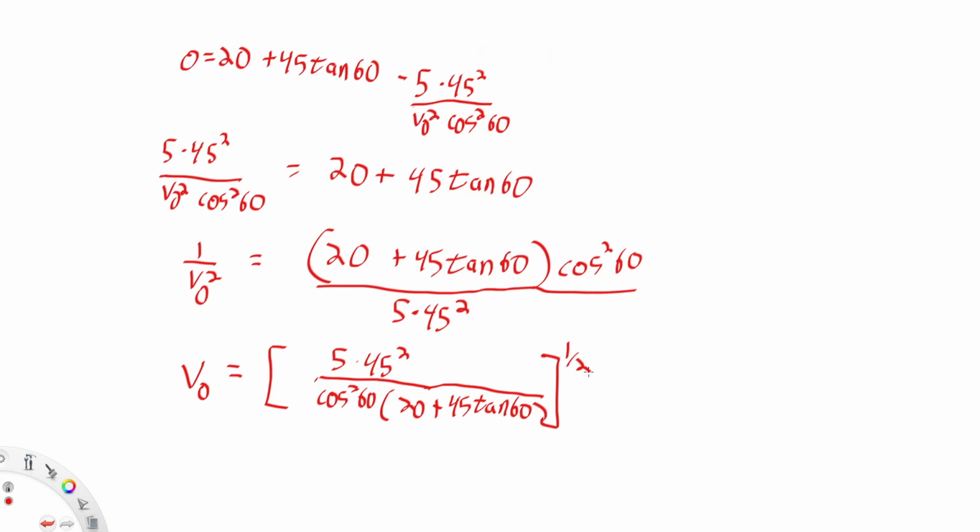Now this looks a little intimidating maybe, but everything in the brackets is a number. So it's actually really, really simple to deal with. We're going to plug everything into our calculator. Make sure that you're in degrees mode if you're using the measure of this angle as 60. And then we'll take the square root.